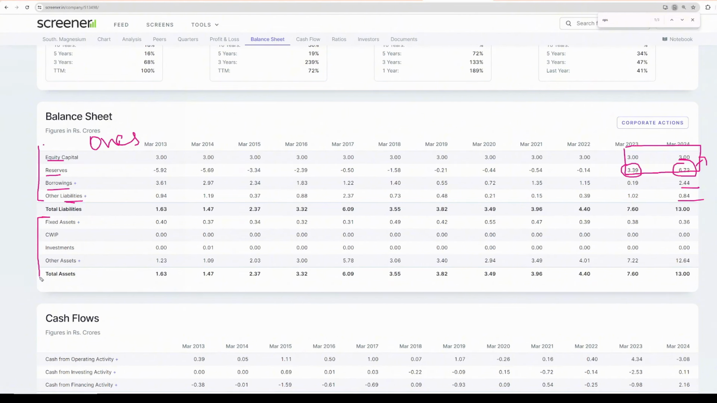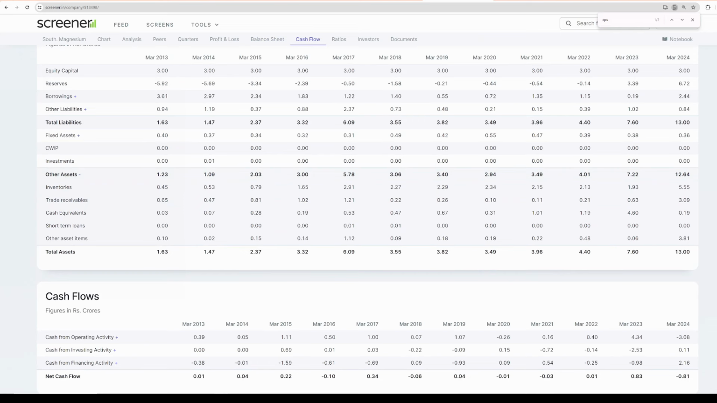This section is called what the company owns, or how the funds are getting deployed. They are deployed in fixed assets and other assets; they have deployed most of the money in other assets. Let's quickly see what is there in the other assets. You can see inventories, which the company owns. Trade receivables is nothing but credit they have given to someone and are expecting money back. How much is it? 3 crores. Cash equivalent, which is nothing but cash, is 19 lakhs. And then other asset items could be buildings or whatever. I'm just saying, for example, it is 3.9 crores.